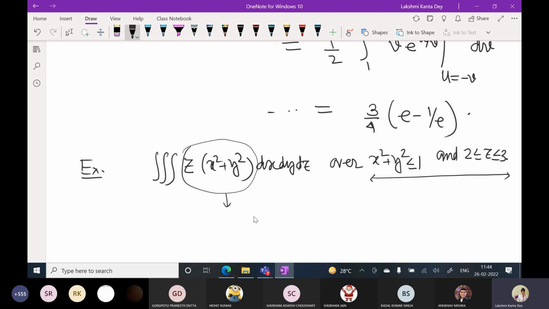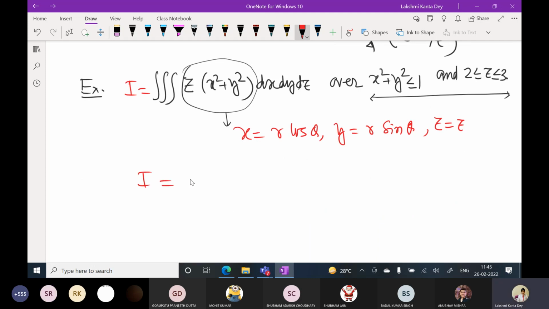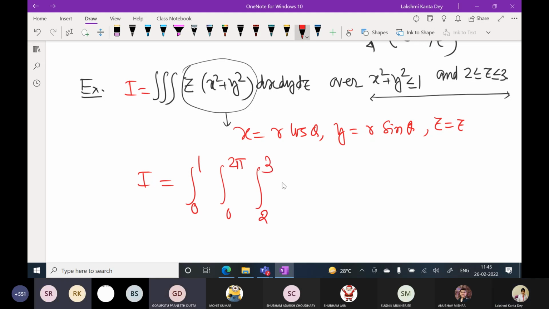So what is the transformation? We will replace x square plus y square by r square, x equals r cos theta, y equals r sin theta, z equals z. And ultimately in the cylindrical coordinate system, what will be your limit? r from 0 to 1, theta from 0 to 2 pi, z from 2 to 3, dr d theta dz, and the Jacobian will be r.